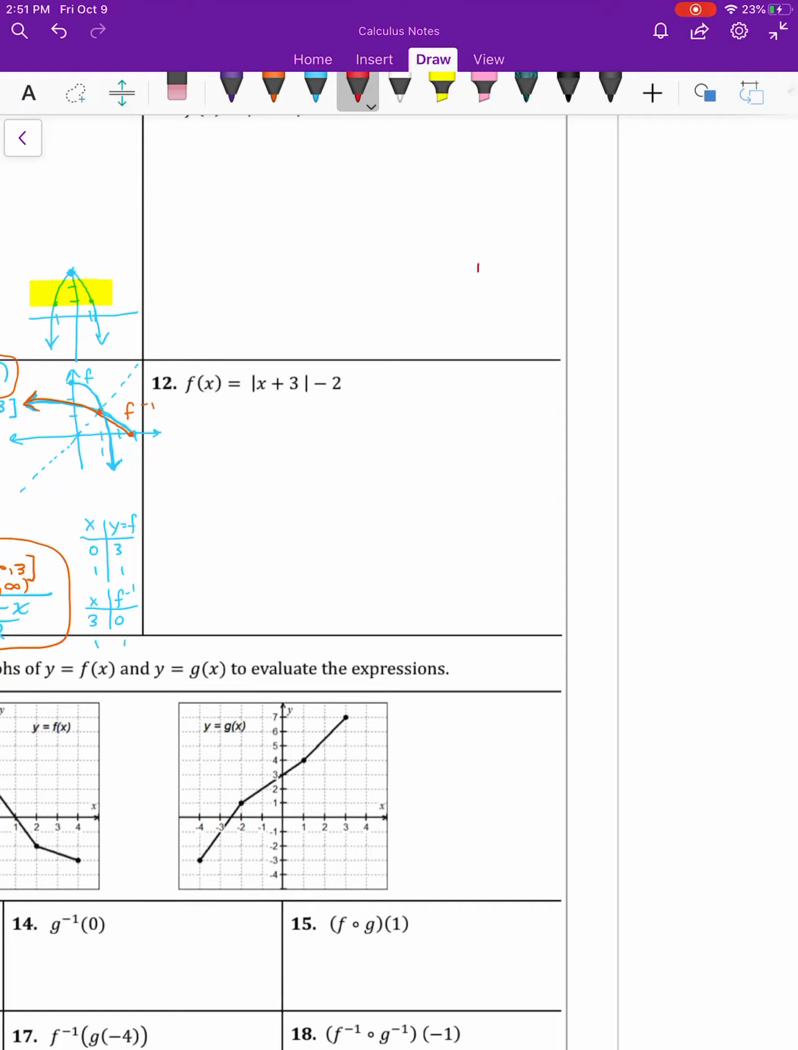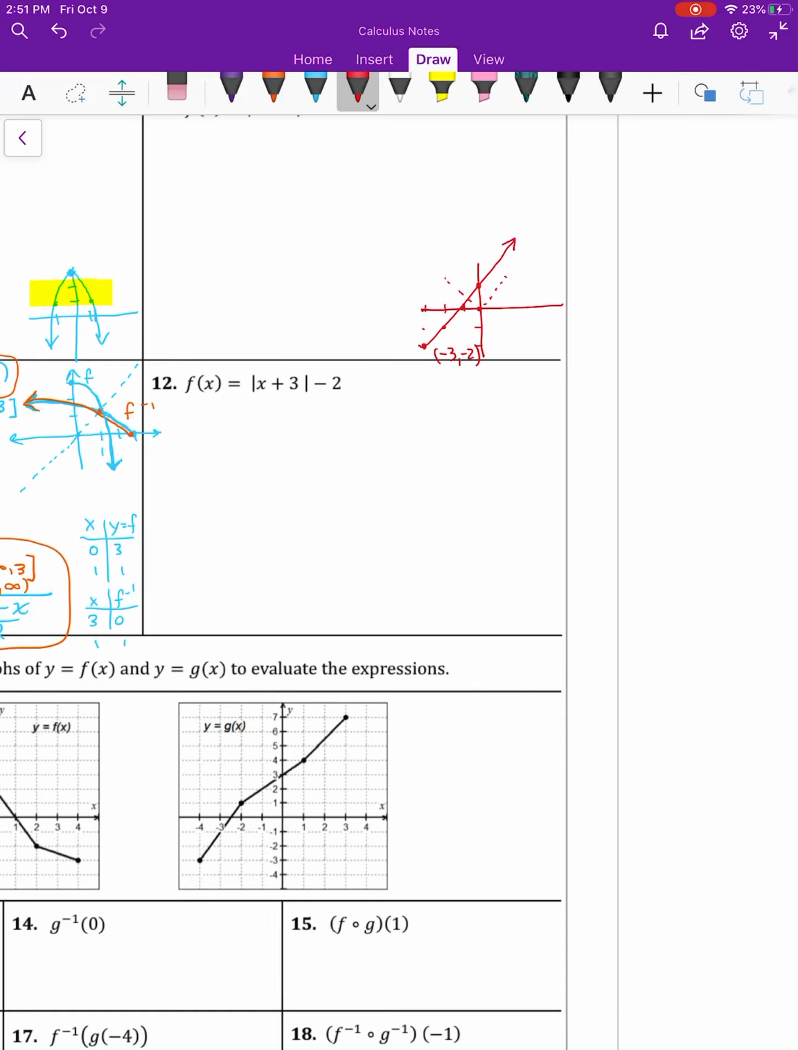This one, let's just think about what it looks like. 3 units to the left and 2 down. This is the vertex of your normal absolute value function. We just shifted this point right here 3 units to the left and 2 units down. So this is the point (-3, -2). And it's going to go up 1 over 1. There's going to be a point up 1 over 1.